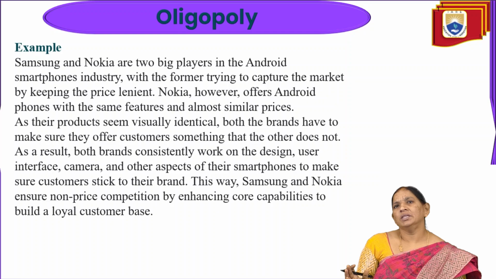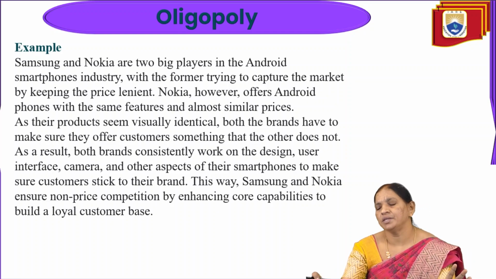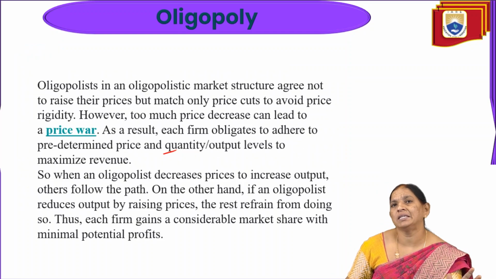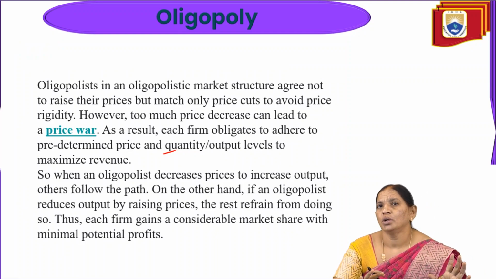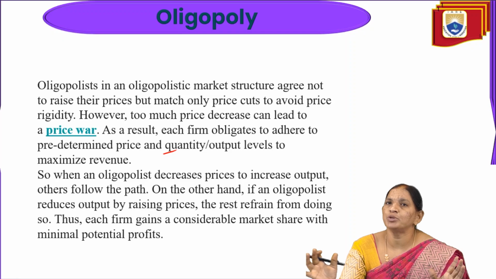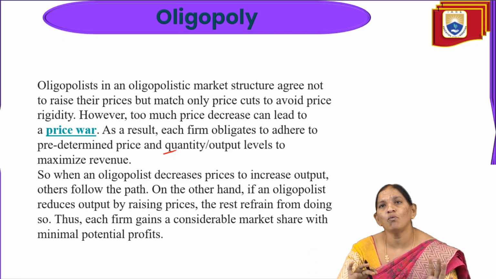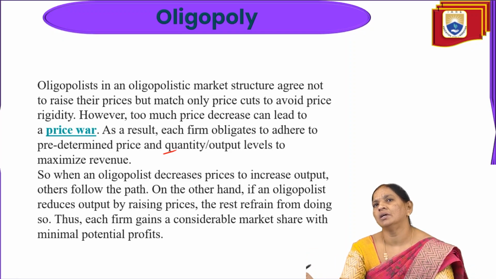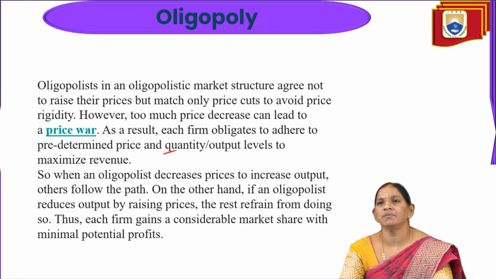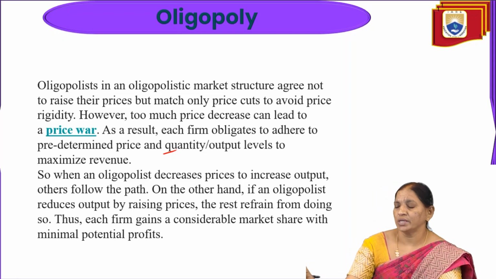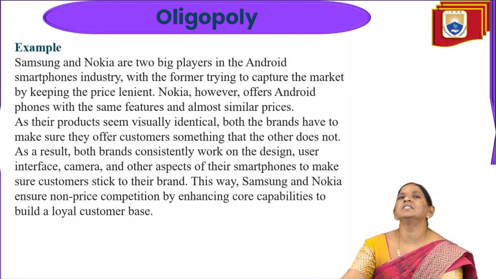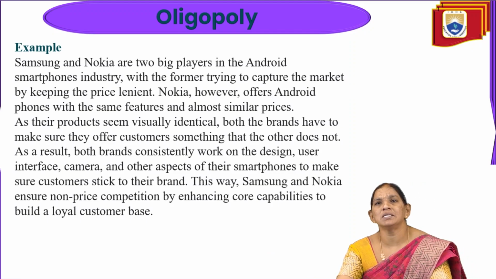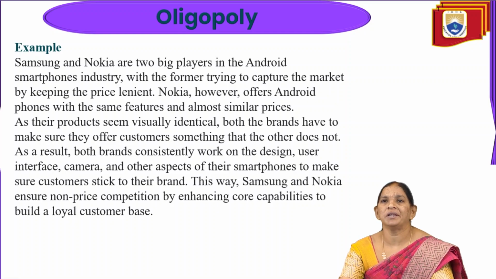So in this way you can identify that the oligopoly market has a few sellers or a few producers who capture the total market, avoid internal competition and have product differentiation. For this you can see some live examples, like in the phone sector, Samsung and Nokia. These are the two big players in the market.